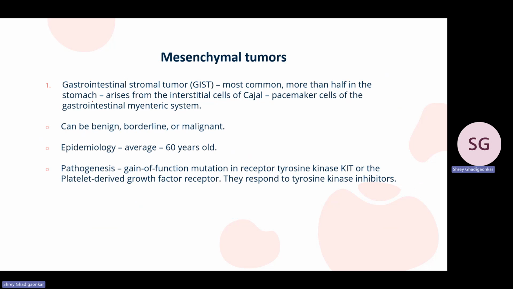You also have mesenchymal tumors. One of the most common types of mesenchymal tumors is GIST, which stands for gastrointestinal stromal tumor. These are the most common ones, as mentioned, and they arise from the interstitial cells of Cajal, which are the pacemaker cells of the gastrointestinal system. And these may be benign, borderline, or malignant. Regarding the pathogenesis, it's usually associated with a receptor tyrosine kinase KIT or the platelet-derived growth factor receptor. And these kinds of tumors usually respond to tyrosine kinase inhibitors.